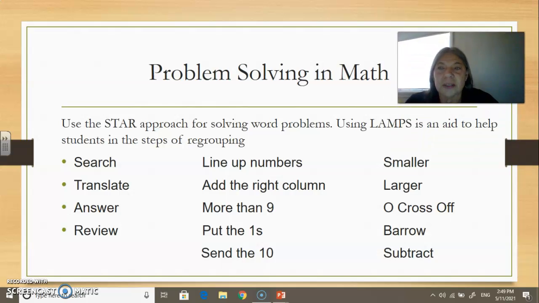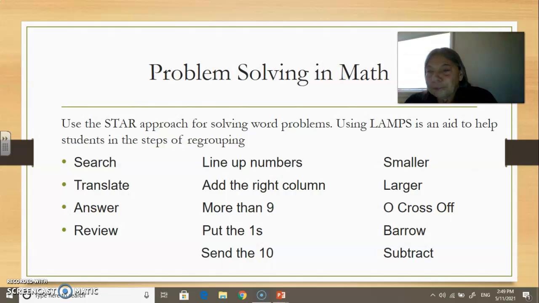And we use a lot of these in math, and we don't even realize it. Bring it down, cross it off, borrow, start over, subtract. All of these different types of ways of teaching how to do math. Line up the numbers, add the right column. Is it more than 9? Does it go in the ones place? Does it go in the tens place?